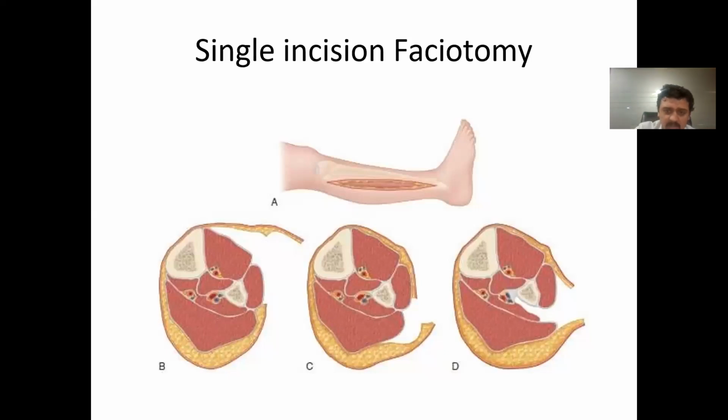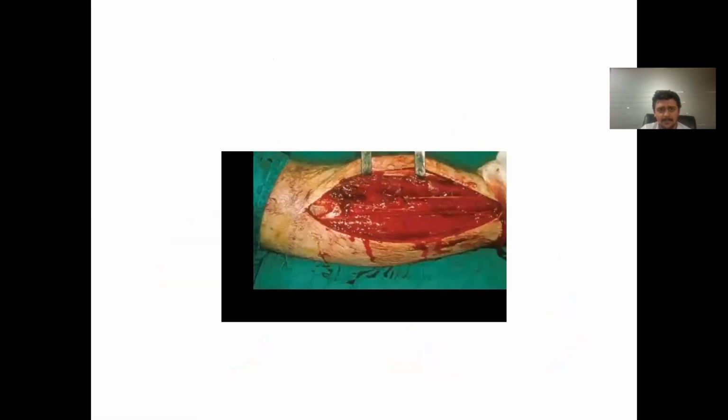There are four compartments in the leg: this is the anterior compartment, this is the lateral compartment. There are two compartments on the posterior side: this is the superficial posterior compartment, and this is the deep posterior compartment. We make the incision on the lateral side, and we try to open up all the compartments from the lateral incision only. This is the single incision fasciotomy. This is the clinical picture showing the single incision fasciotomy.